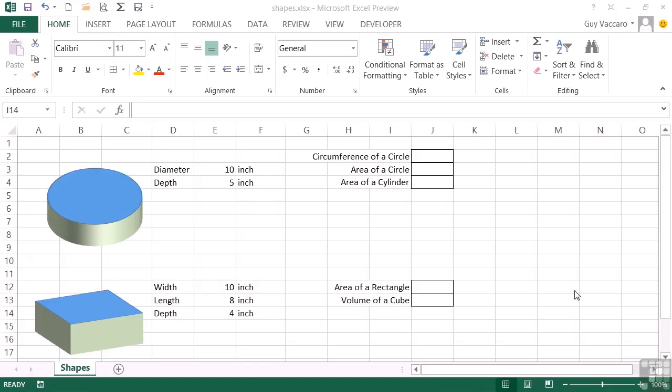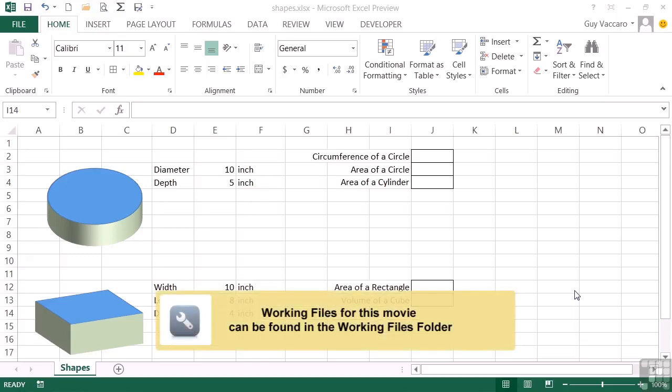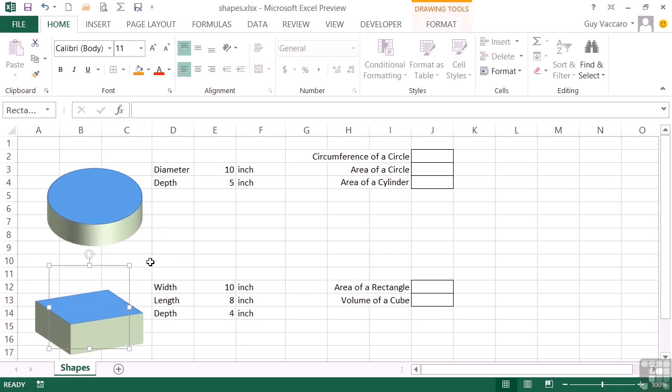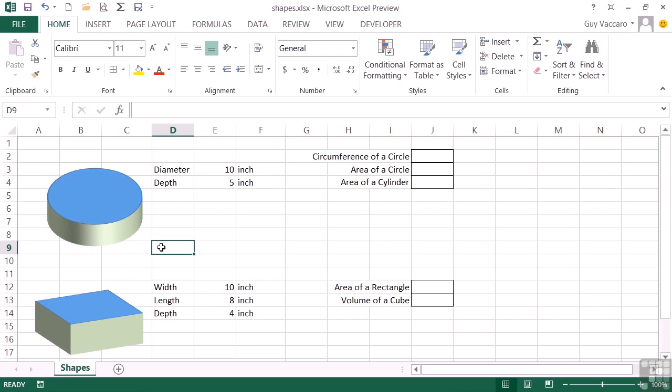We already know that Excel's forte is mathematical functions. So let's have a look at how we can calculate some fairly common areas and volumes using Excel. Taking our shapes file, you can see here that we have a circular shape and a rectangular shape, both of which have been given a 3D volume, so that there is a depth for the circle and a depth for the rectangle.